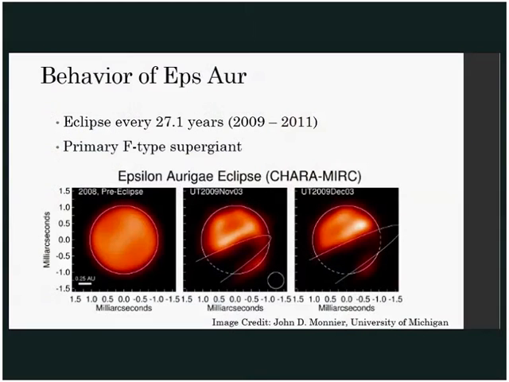So the behavior of Epsilon Aurigae is that it is eclipsed every 27.1 years by its secondary companion. The last eclipse was from 2009 to 2011, and the primary has been determined to be an F-type supergiant. You can see in the pictures that pre-eclipse it's just the primary star, and then in November of 2009, the secondary disk starts to come into the frame and take away some of the brightness from the primary.